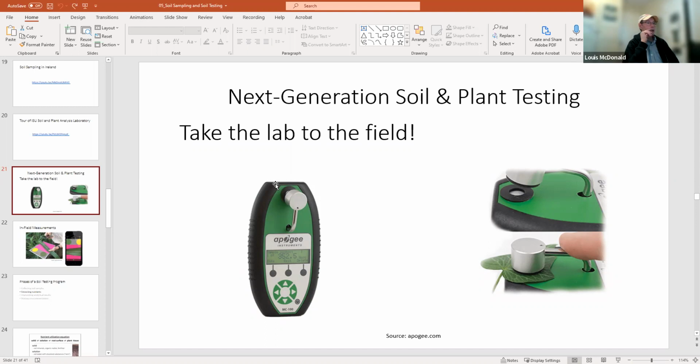It just measures chlorophyll concentrations, and it has built-in calibrations for a variety of crops. I don't necessarily know if I have it for the crop that you're using, but I'm certainly willing to give it a go.